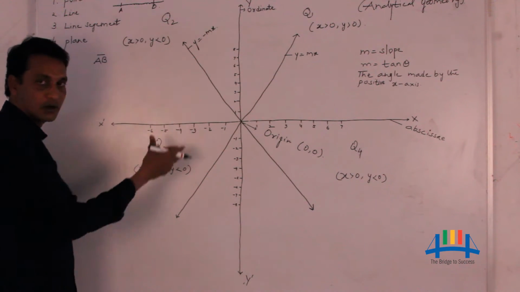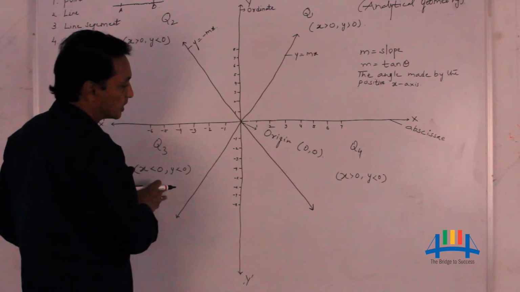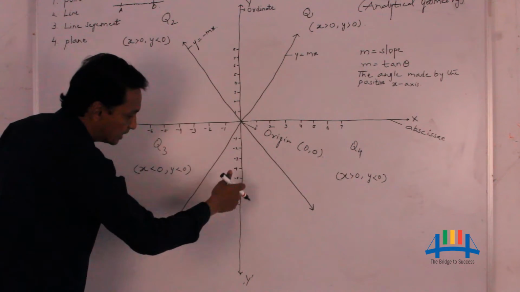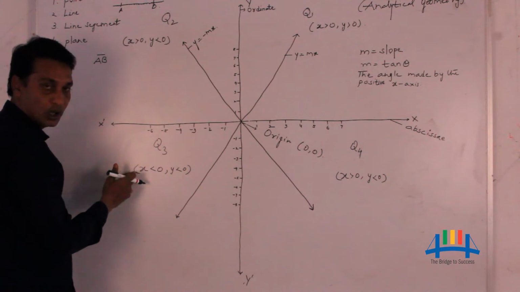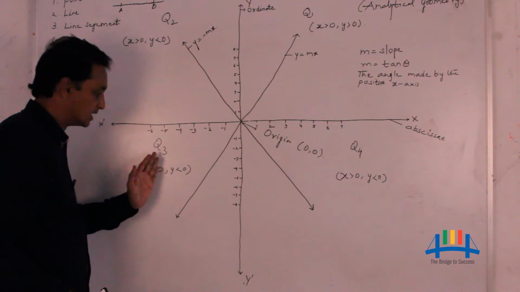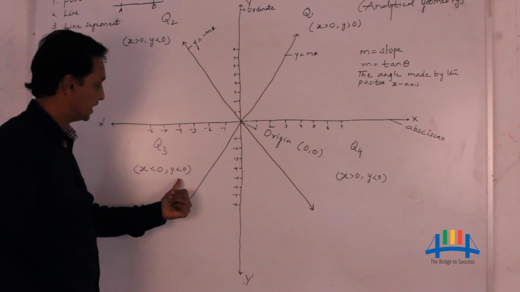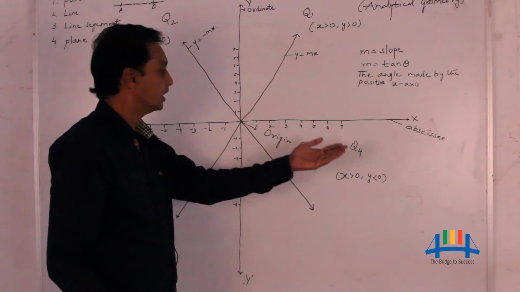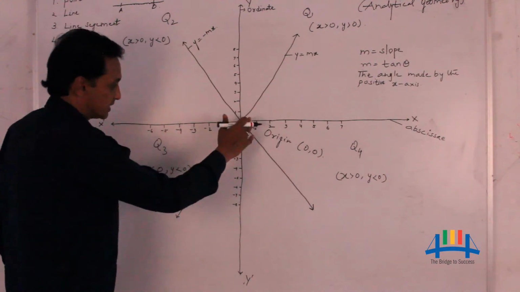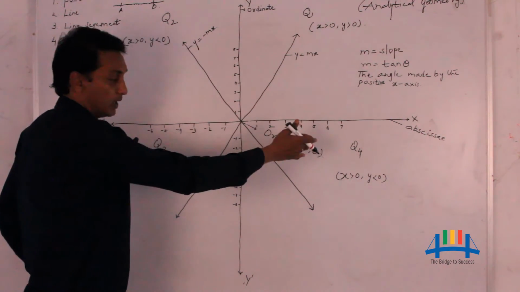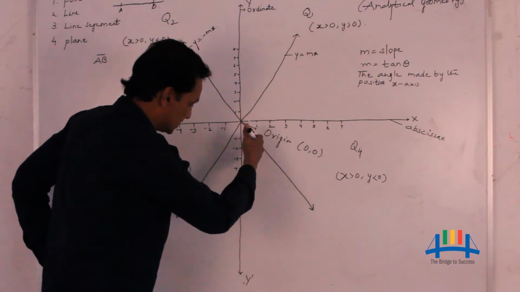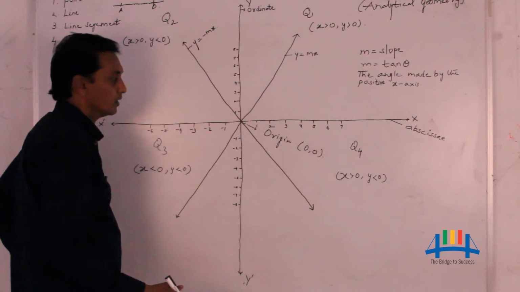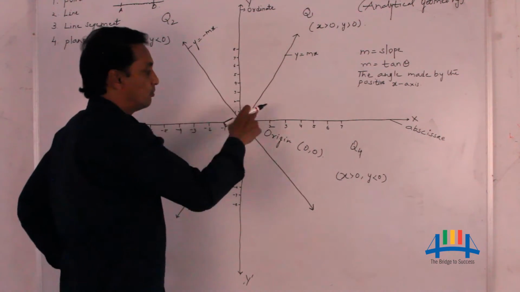In the same way, in the third quadrant, x is taking negative values and y is also taking negative values. So we can say that x is less than 0 and y is also less than 0. Now for the last quadrant, Q4, x is taking positive values, so x is greater than 0, and y is taking negative values, so y is less than 0.